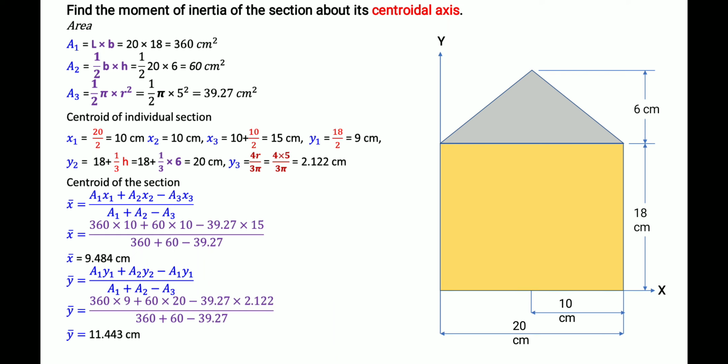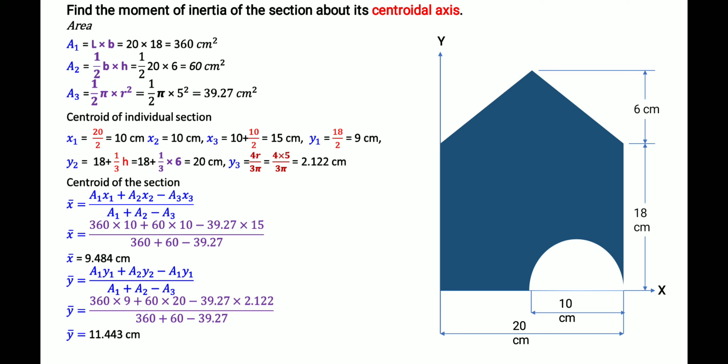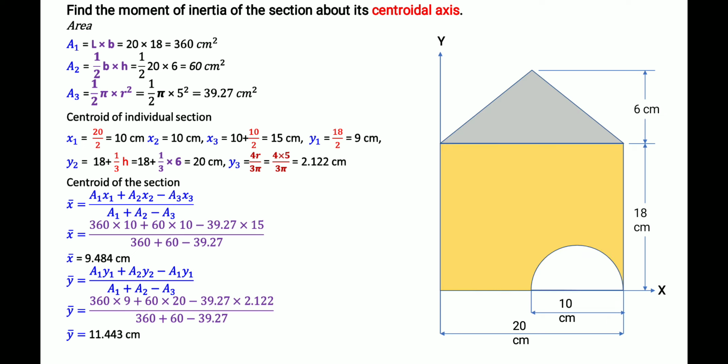So first we take this rectangle and triangle. Then we remove the semicircular region. Removing means we have to subtract the values of the semicircle. For that we name the sections: I name the rectangle as section 1, the triangle as section 2, and the semicircle as section 3.